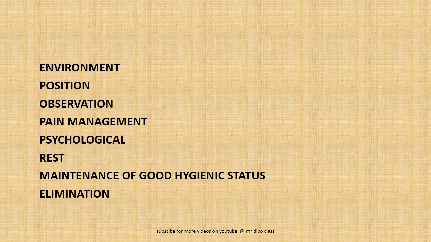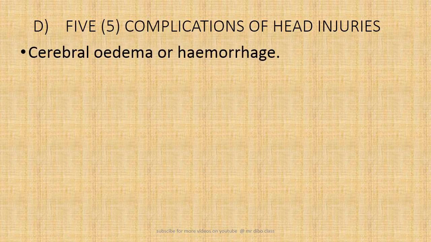Then from there, you are going to move to part D, five possible complications of head injuries. So the first one is cerebral edema or hemorrhage. Now this one usually leads to increased intracranial pressure, and this causes dysfunction of the brain because of the pressure which is exerted on the brain.